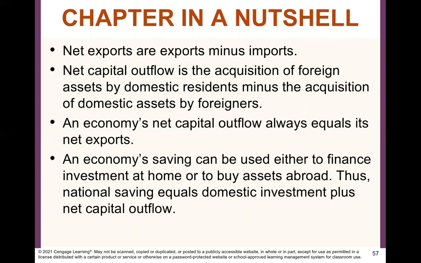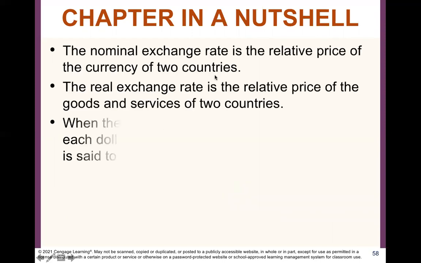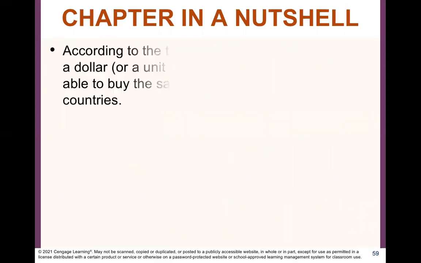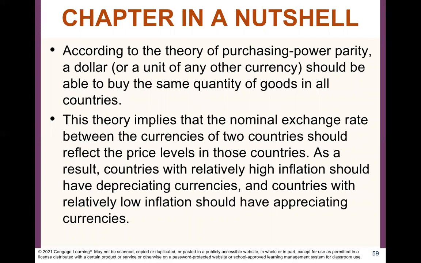Okay, so that's this chapter that we just talked about. To review, we've talked about net exports and how net exports is equal to net capital outflow, and that dynamic is really important. But then we also talked about nominal exchange rates and real exchange rates and how those two things interact with one another. And we talked about the theory of purchasing power parity, how it's a nice theory in theory, but it doesn't really hold in practice. Okay, so that's the end of chapter 18.